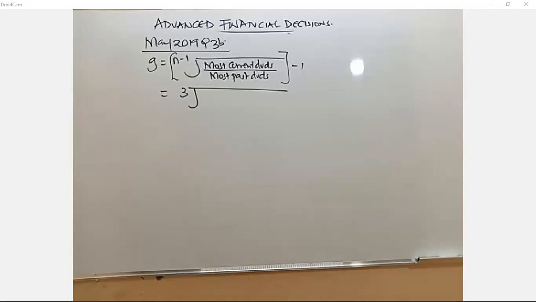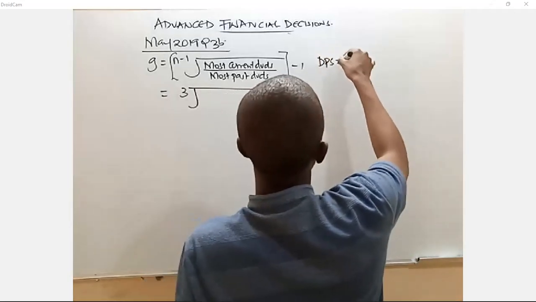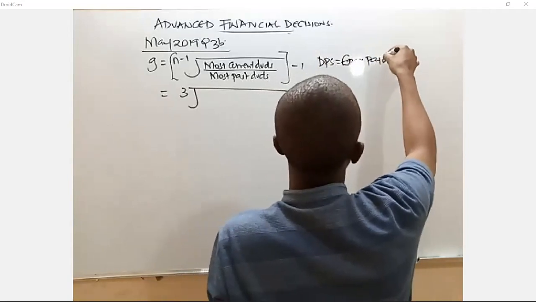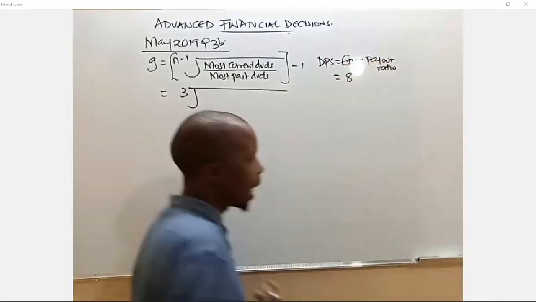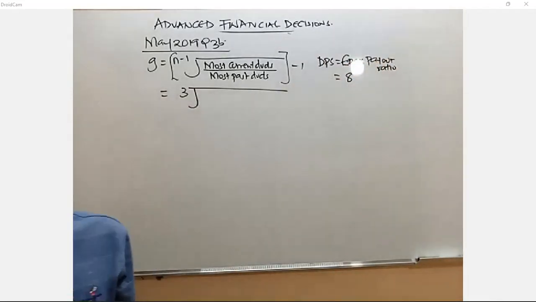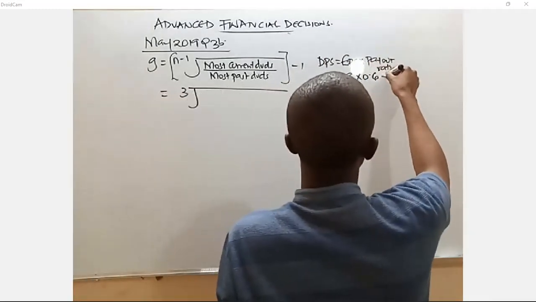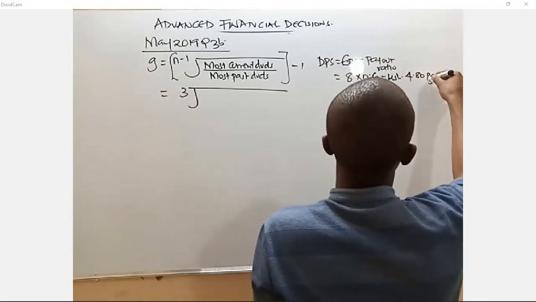Given cum dividends, if the dividends were not provided, how would I be able to calculate my DPS? Let me put it here. If they were not provided, I just want to get the DPS. I will take the earnings per share and multiply by the payout ratio. In note number three, we are given 8, and the payout ratio is 0.6. This translates to 4.80 per share.